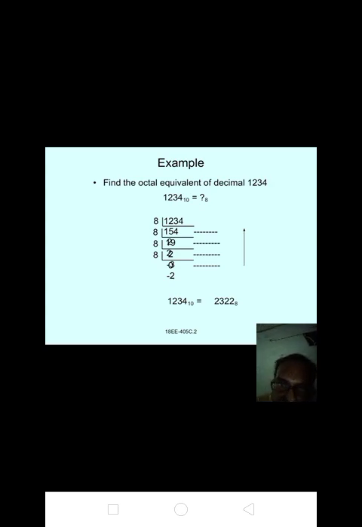For 19, it is 2, 16, so the remainder is 3. So we want to write the answer from bottom to top. So 1234 base 10 equals 2322 base 8.